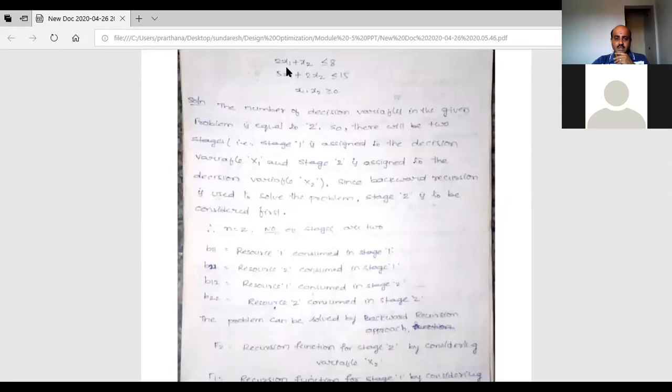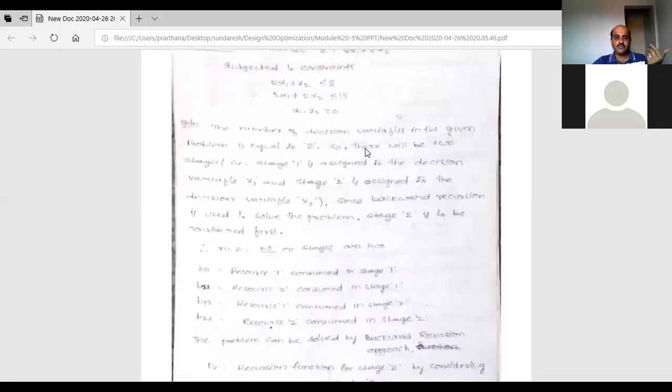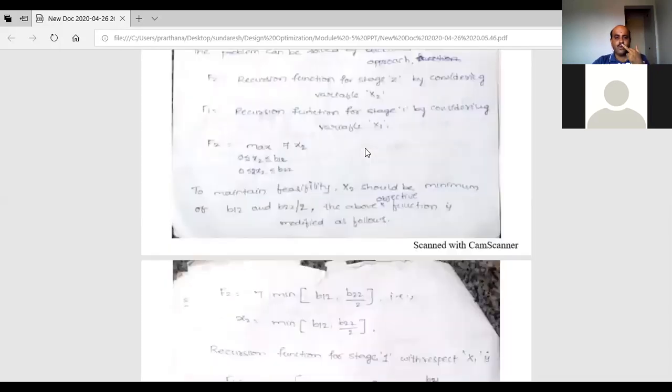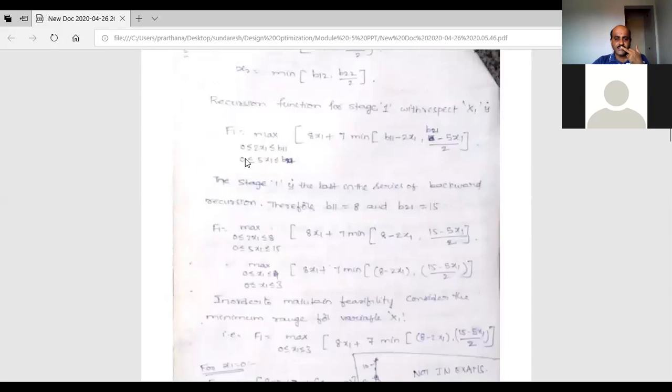Okay. So x1 lies between 0... sorry, 2x1 lies between 0 and B11, whereas 5x1 lies between 0 and B21. Similarly, as we wrote for the previous recursive function f2. So this is how we are going to write the expression now.